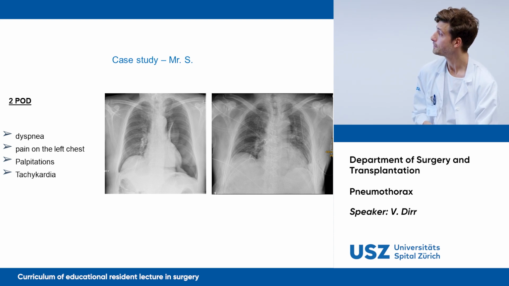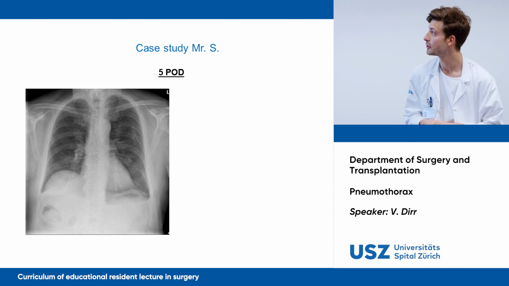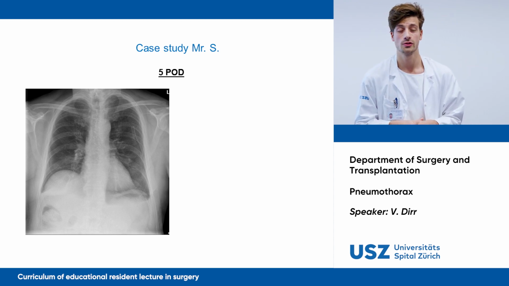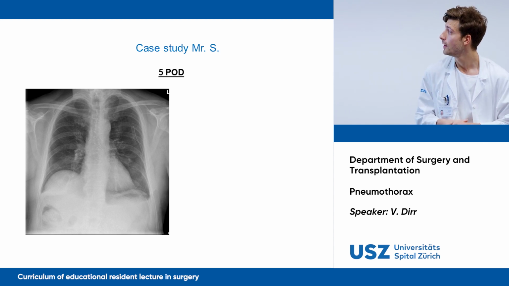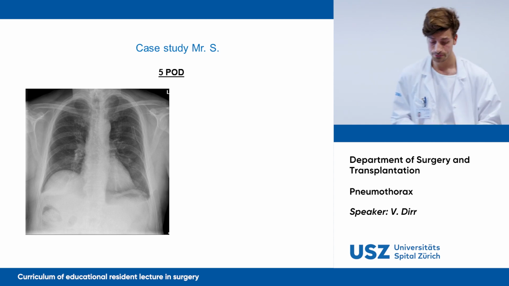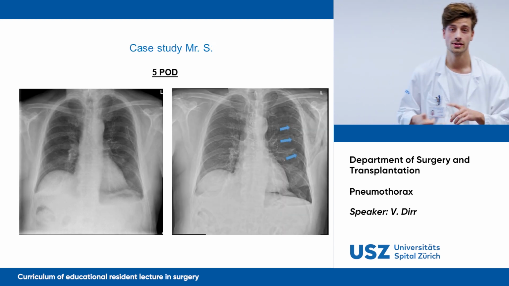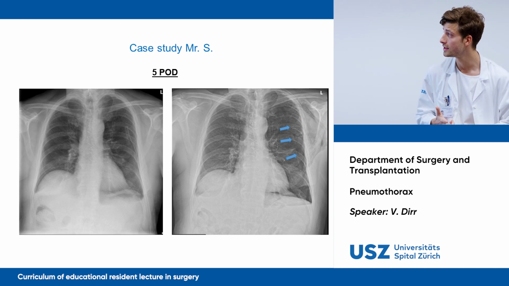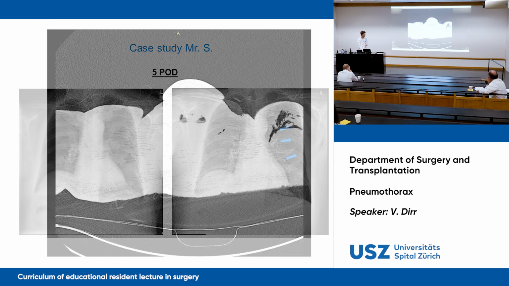On the 5th day, luckily, everything was fine. We made another chest X-ray in order to prove the full expansion of the lungs, which was done. And then we wanted to remove the drain afterwards. And then, unfortunately, the patient developed the symptoms again, so dyspnea, tachycardia, palpitations, and we could clearly prove the recurrence of the disease. And then, according to the guidelines, we called the thoracic surgeon for advice, and he decided to go for a CT scan.